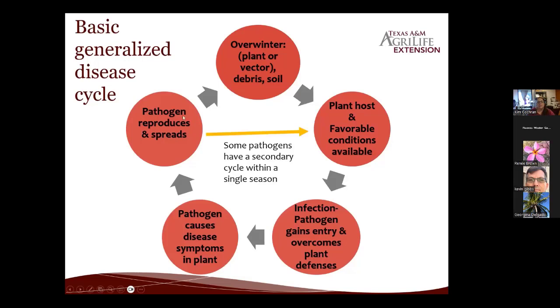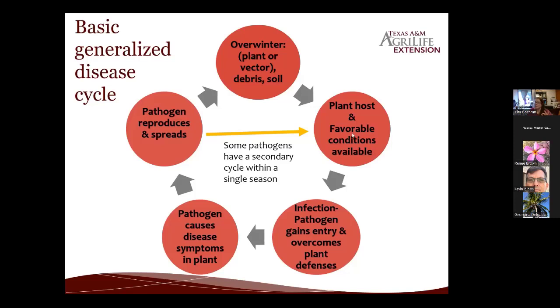So some go back into kind of a resting state, but many foliar pathogens in particular go straight back into finding a new plant host. And if those conditions are still favorable, then they'll just loop right back into the infection process and continue on to reproducing and spreading again. And now this is called a secondary cycle.